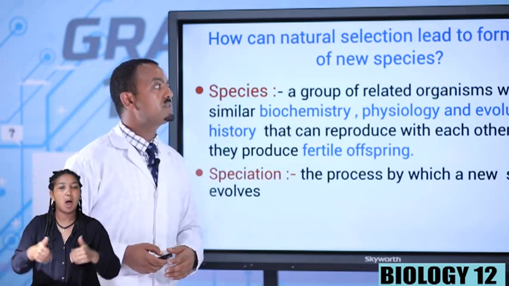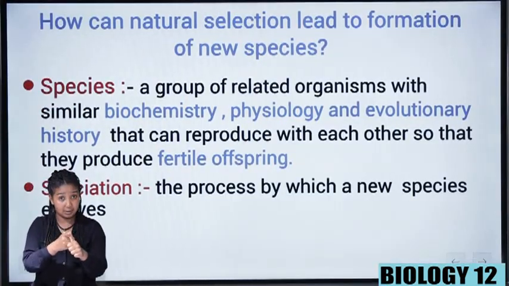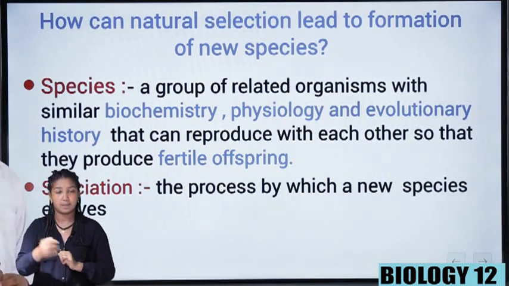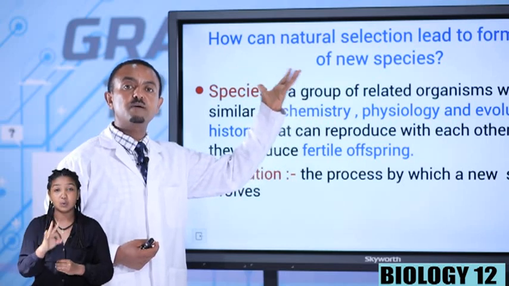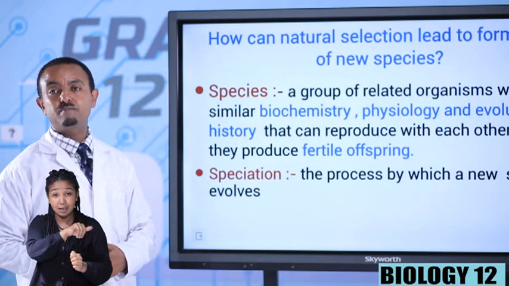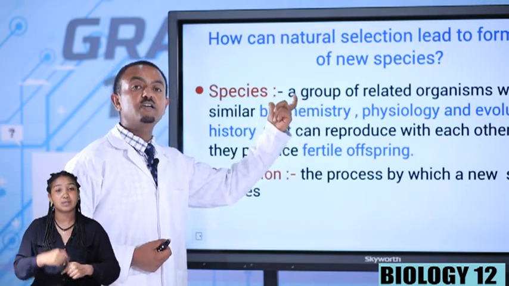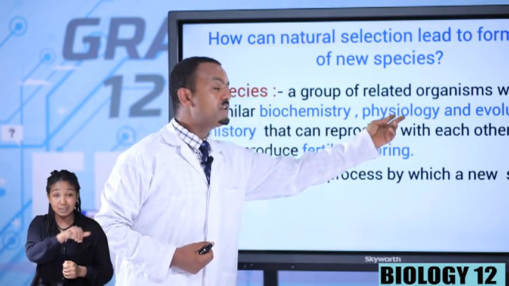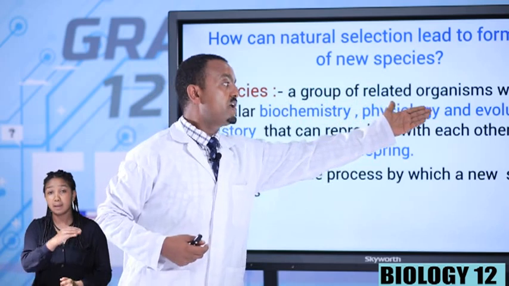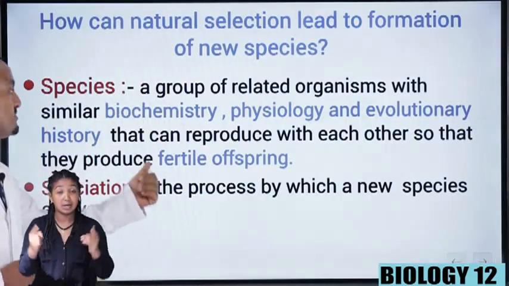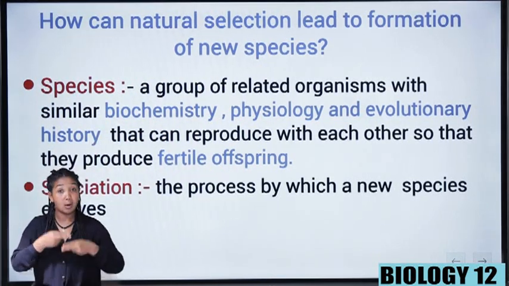Students, how can natural selection lead to the formation of new species? First, let's discuss what a species means. A species is a group of related organisms or individuals of the same population with similar biochemistry. When we say similar biochemistry, we mean similar genetic makeup or genetic information, and with similar physiology. Physiology means structure. And evolutionary history. These related organisms, if they produce offspring which are fertile offspring, are called a species.